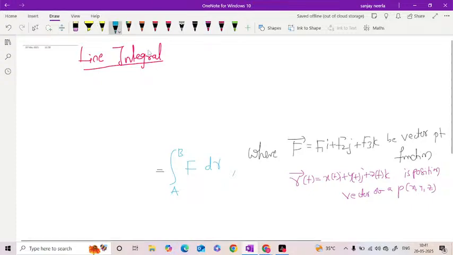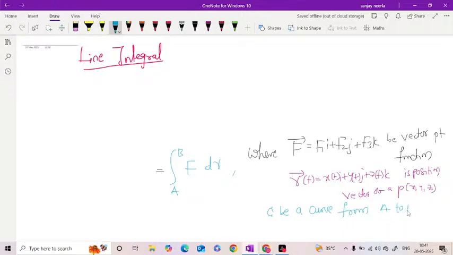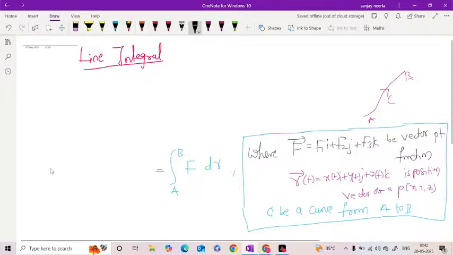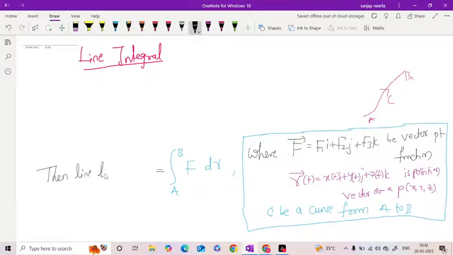Okay, and here C indicates the curve, a curve from A to B. So this single integral we call the line integral, and here A and B are the limits, but here the limits mean the curve C from A to B, and F is the vector point function and R is the position vector. So this is the line integral.